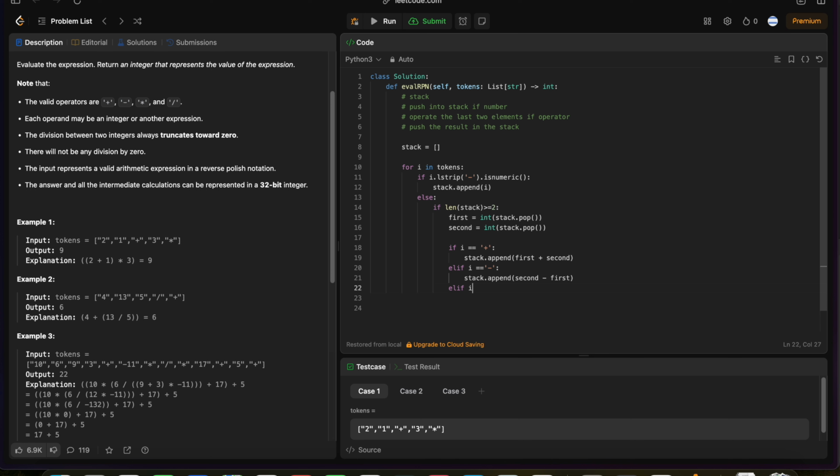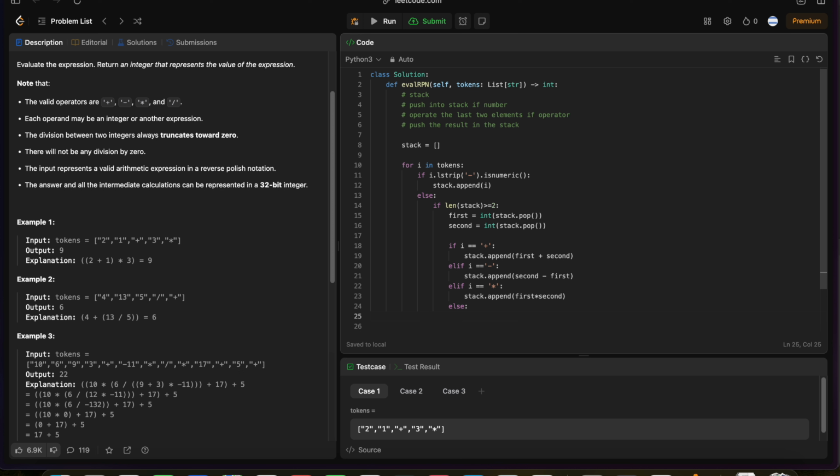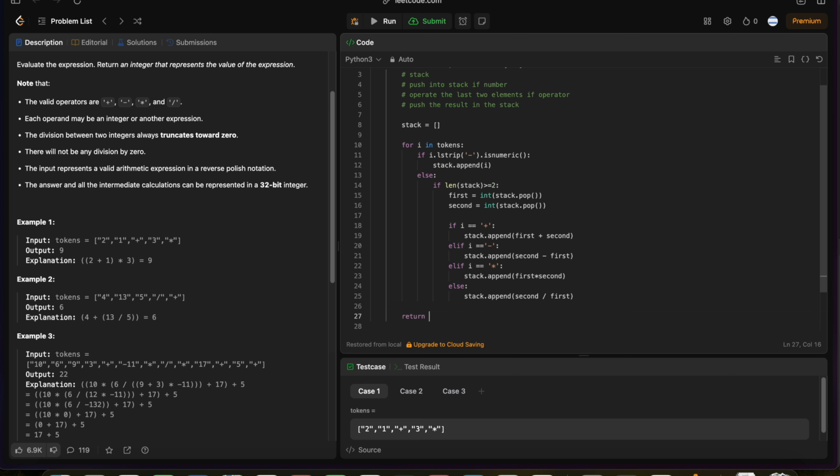Elif multiplication, stack append. Let's paste the first one and do a multiplication, and for the last, division, let's paste the subtraction one. Else second by first, and then we return the integer of stack 0, because it will be the only value remaining in the stack.